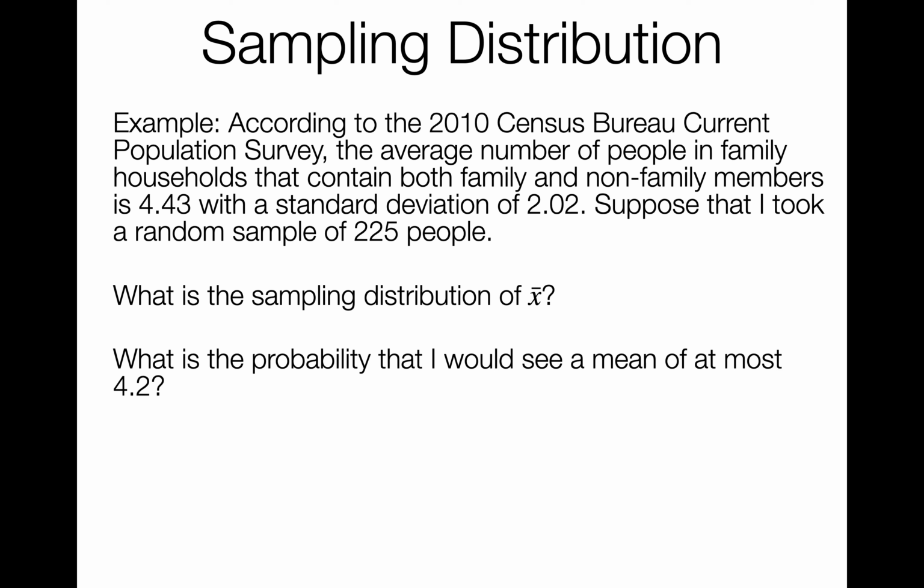So you have to go with situation number 2, where you don't know that the population is normally distributed. Is 225 greater than 30? The answer is yes. And so X bar is approximately normal with a mean of 4.43 and a standard deviation of 2.02 divided by the square root of 225. Then you can use that distribution to answer the probability question below. Again, I'll post the answers to this on D2L.